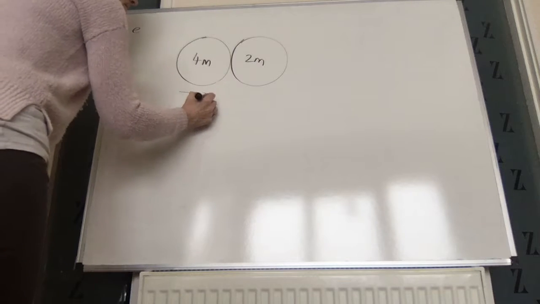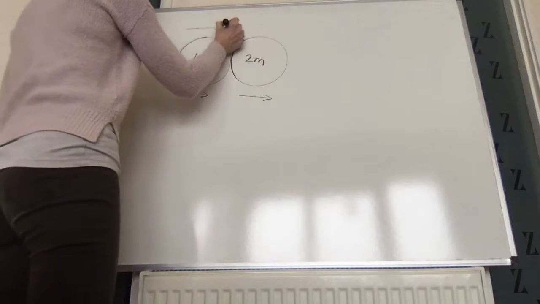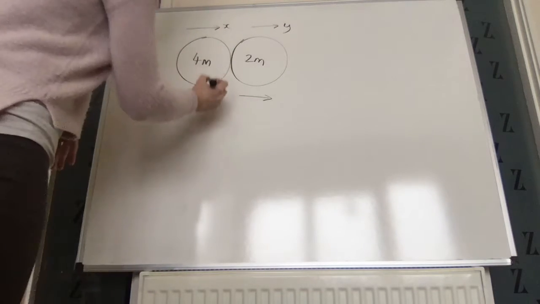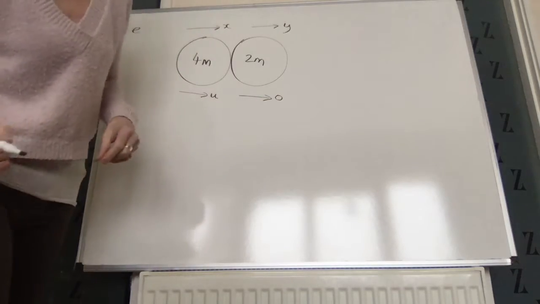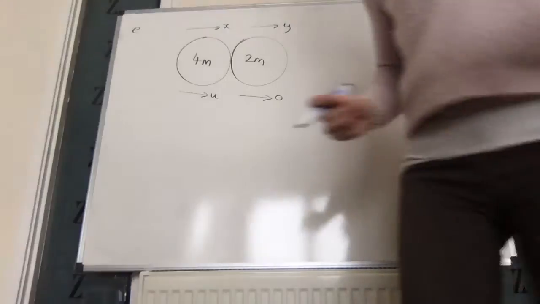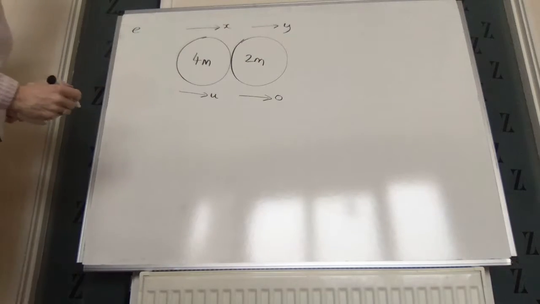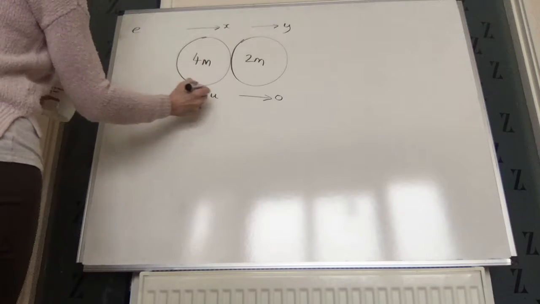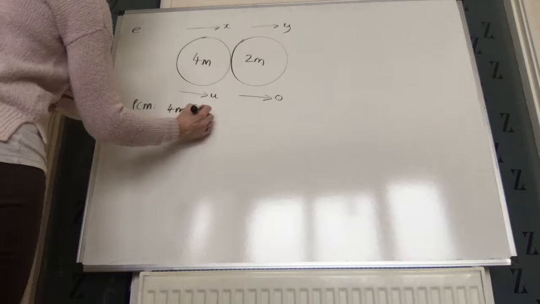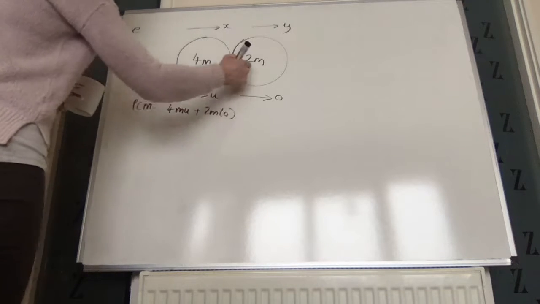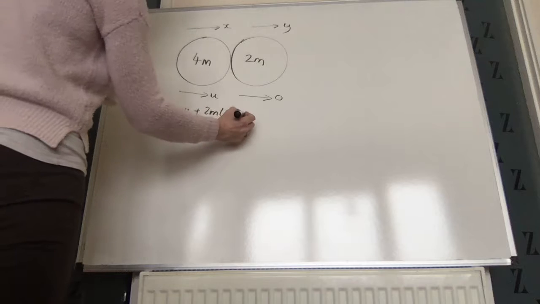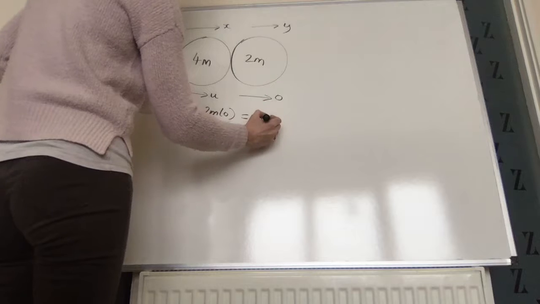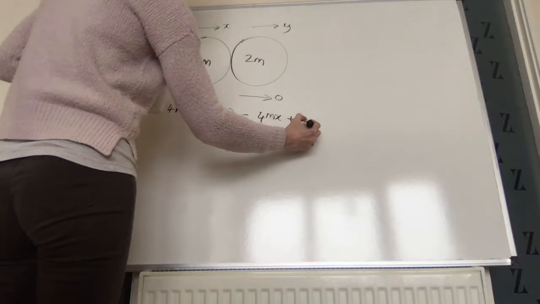So again, x and y are the speeds after, and this is before. This one is travelling with speed u, and it strikes a stationary one, so that has speed 0. Principle of conservation of momentum: momentum before equals momentum after. It's 4m times u plus 2m times 0, mass times velocity before equals mass times velocity afterwards, 4mx plus 2my.